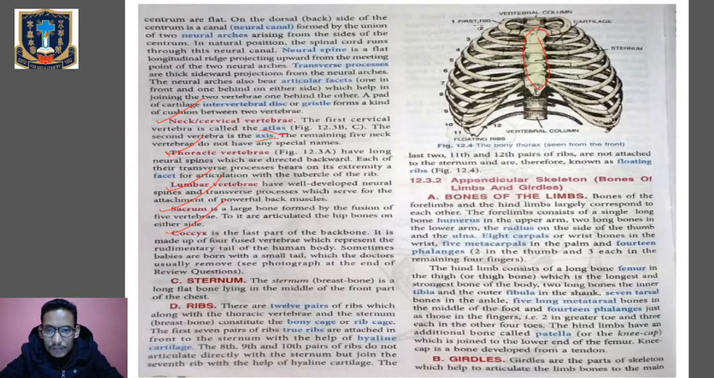If you can see the number here, how many pairs of ribs do we have? We have 12 pairs of ribs, which along with the thoracic vertebrae and the sternum form the bony cage, or the rib cage. They protect the heart and the lungs. So let's check out the rib cage.